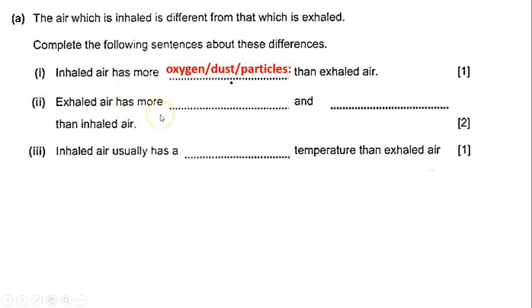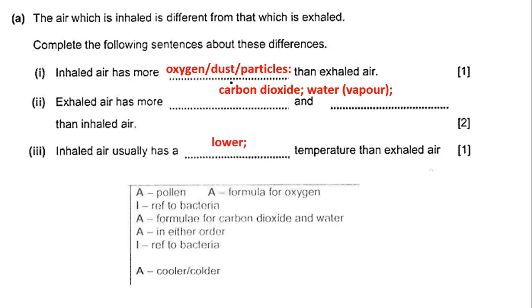Exhaled air has more what? You can say carbon dioxide, you can say water vapor than inhaled air. Inhaled air usually has a lower temperature than exhaled air. That's because the capillaries that line all of our breathing system, and specifically our alveoli, will warm this air. So the air will leave outside warmer. Also, you have to know that your nasopharynx area is adapted to warm your air before it reaches your alveoli, in order to make it warmer while it's inside your body.